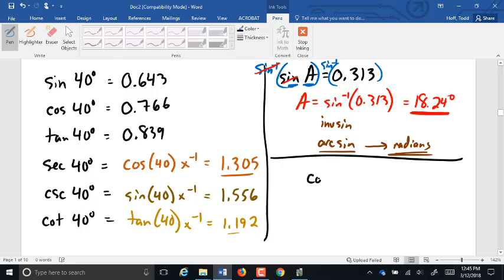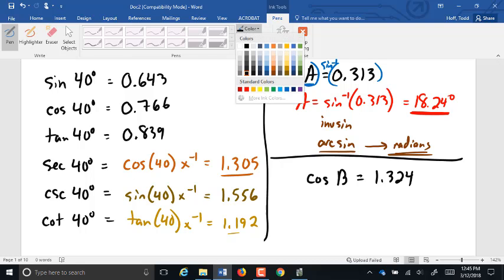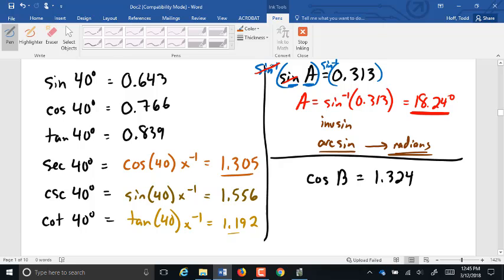So what if I have cosine of B equals 1.324? What's your calculator do? Error. Why is it giving you an error? Sine and cosine are always between -1 and +1, aren't they? Cosine can never equal 1.324.